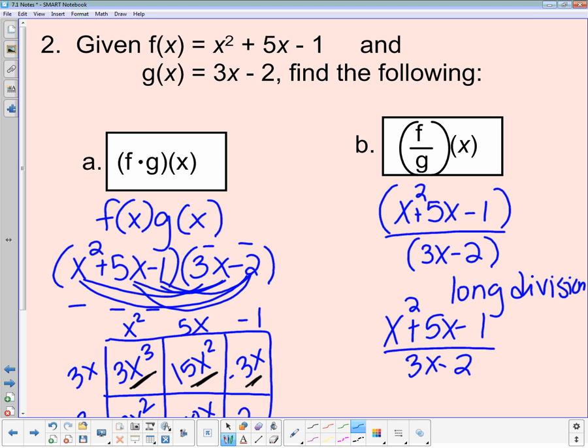There's really no reducing it. We can't take our top terms and divide them by 3x minus 2 because this isn't a monomial. So we're just going to leave it like this.